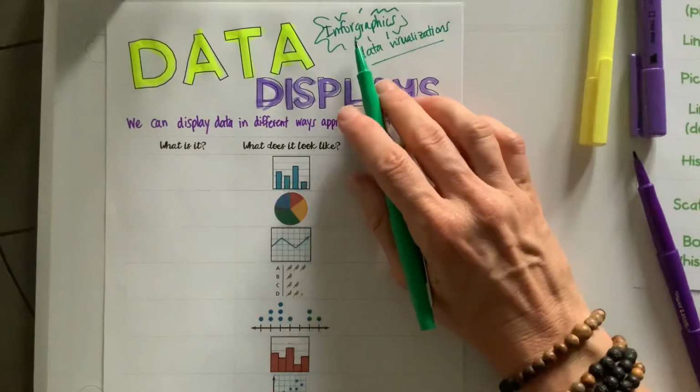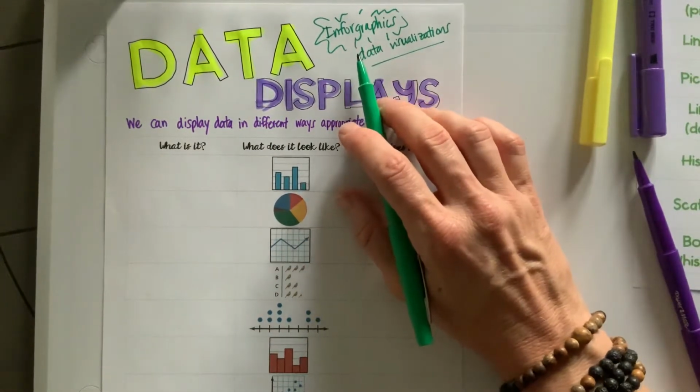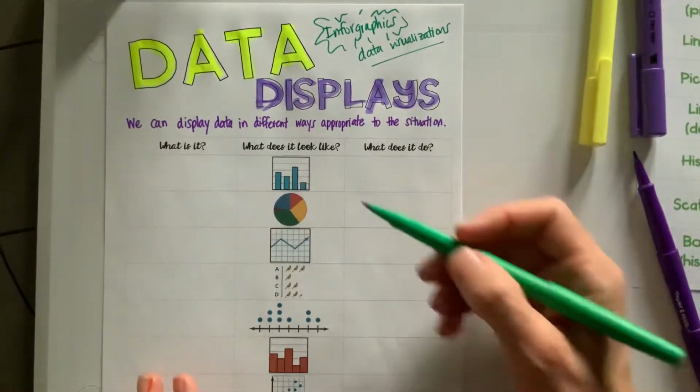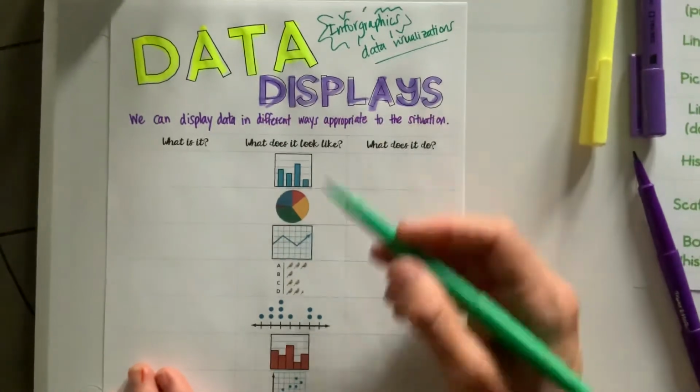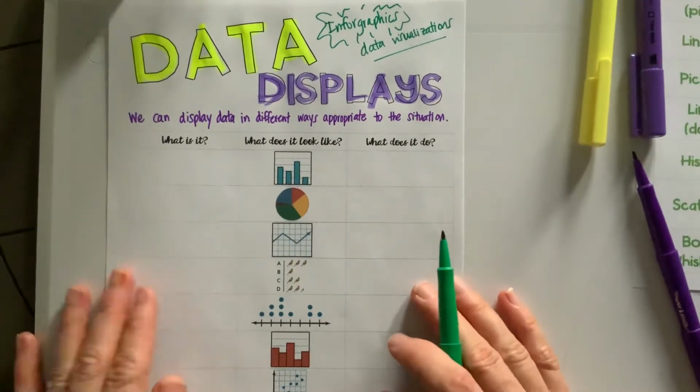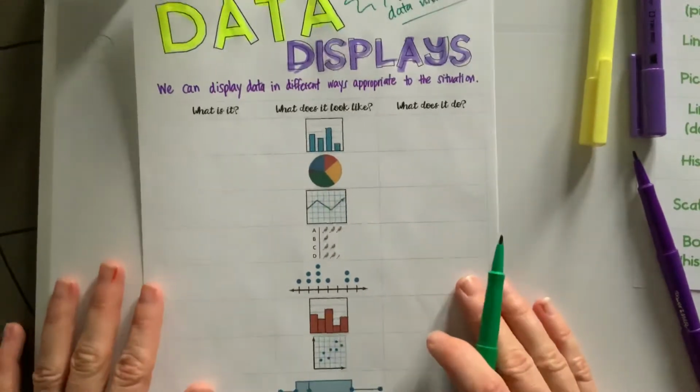And then infographics is where they take a lot of information, putting it in graphical form, and then putting them all together. So these might be components within an infographic. And I'll show you what some of those look like later. But let's look at the traditional ones to start.